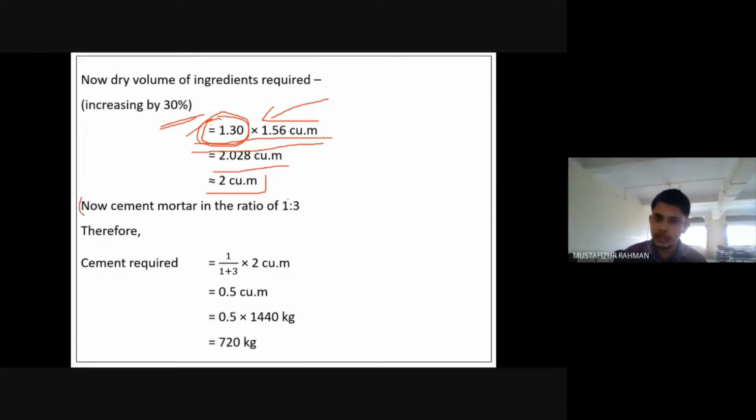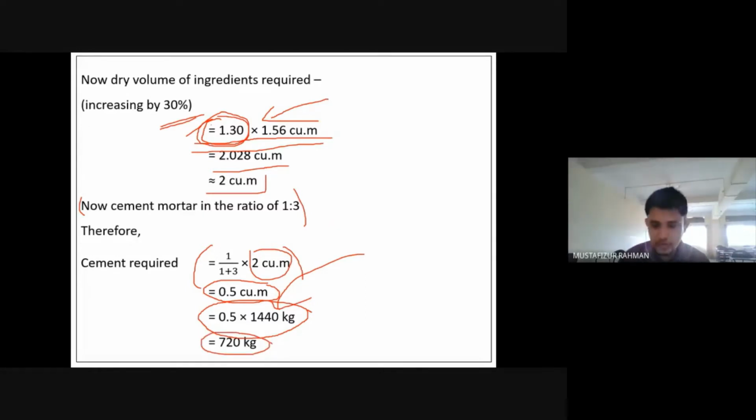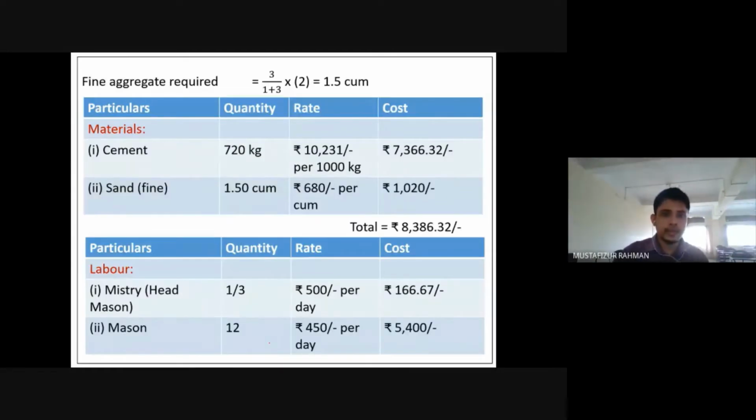Then we have the ratio 1:3, and the other things are similar. We require 2 cubic meters of work. Okay, so 1 by 1 plus 3, we get this much cubic meter of cement is required. Now this time, let's do it in a metric ton. Okay, let's do it in tons and kgs. So what we are doing, 0.5 cubic meter multiplied by the density of the cement, we get that this much kgs of cement will be required. Fine. Then similarly, fine aggregate. Okay, easy. Nothing is difficult here. So cement 720 kg.